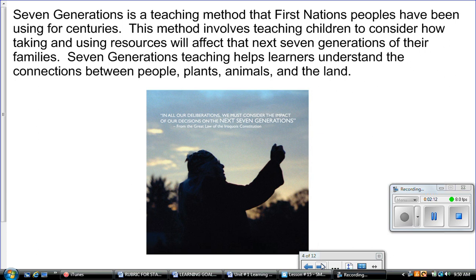7 generations is a teaching method that First Nations peoples have been using for centuries. This method involves teaching children to consider how taking and using resources will affect the next 7 generations of their families. So we're talking over 100 years into the future. 7 generations teaching helps learners understand the connections between people, plants, animals, and the land.